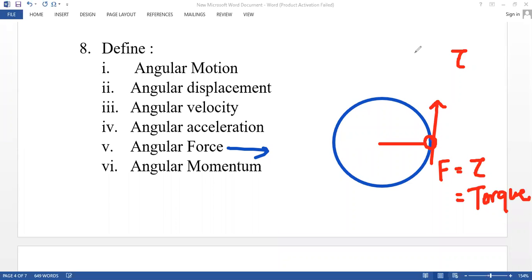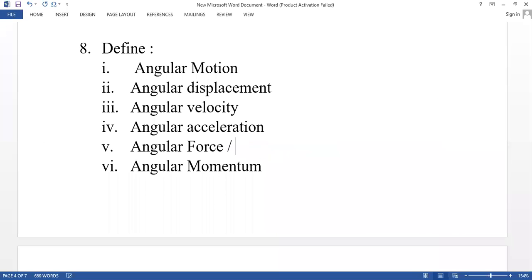You will write here: angular force, torque, and it is indicated by tau. Angular momentum: there is linear momentum and angular momentum. Linear momentum is P, but angular momentum is indicated by L.